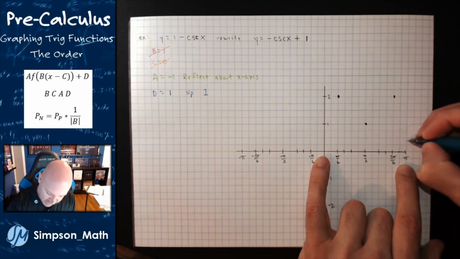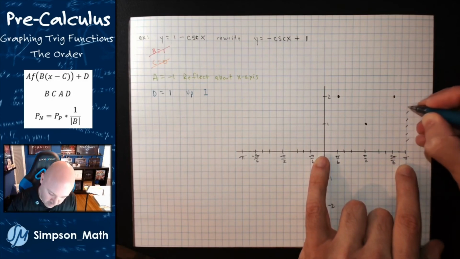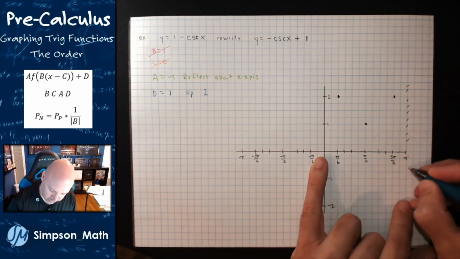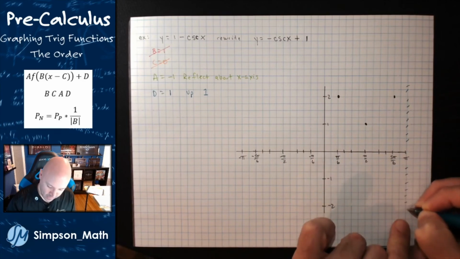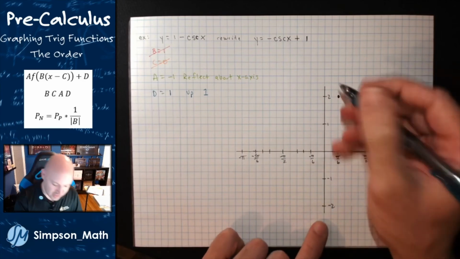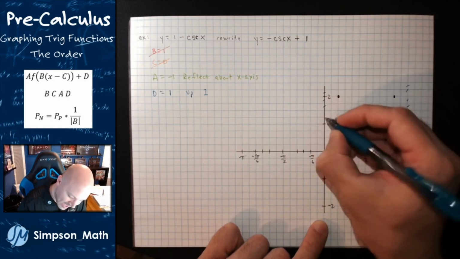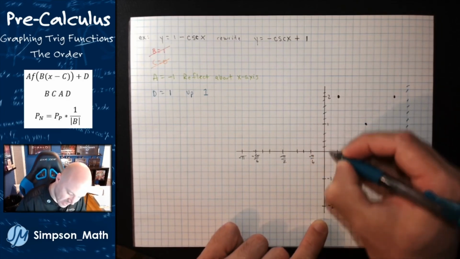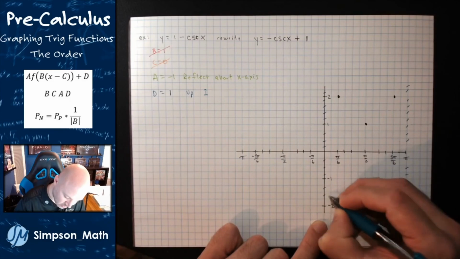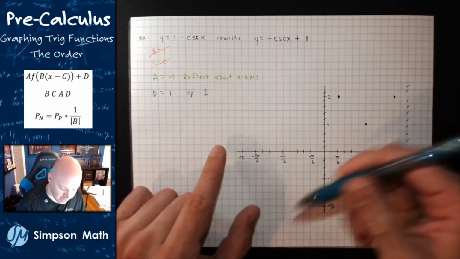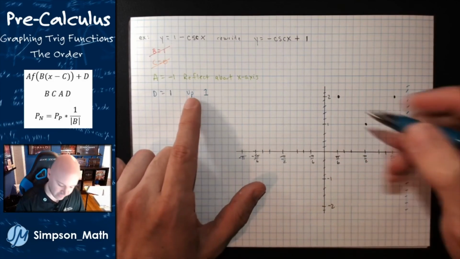So let me draw some asymptotes on here. Do a little dashed line because I'm about to do the y-axis. It's hard to see on the y-axis, so I'm going to do a little dashed line so I can really see it. I'm doing it in blue because that's going to be my final graph.